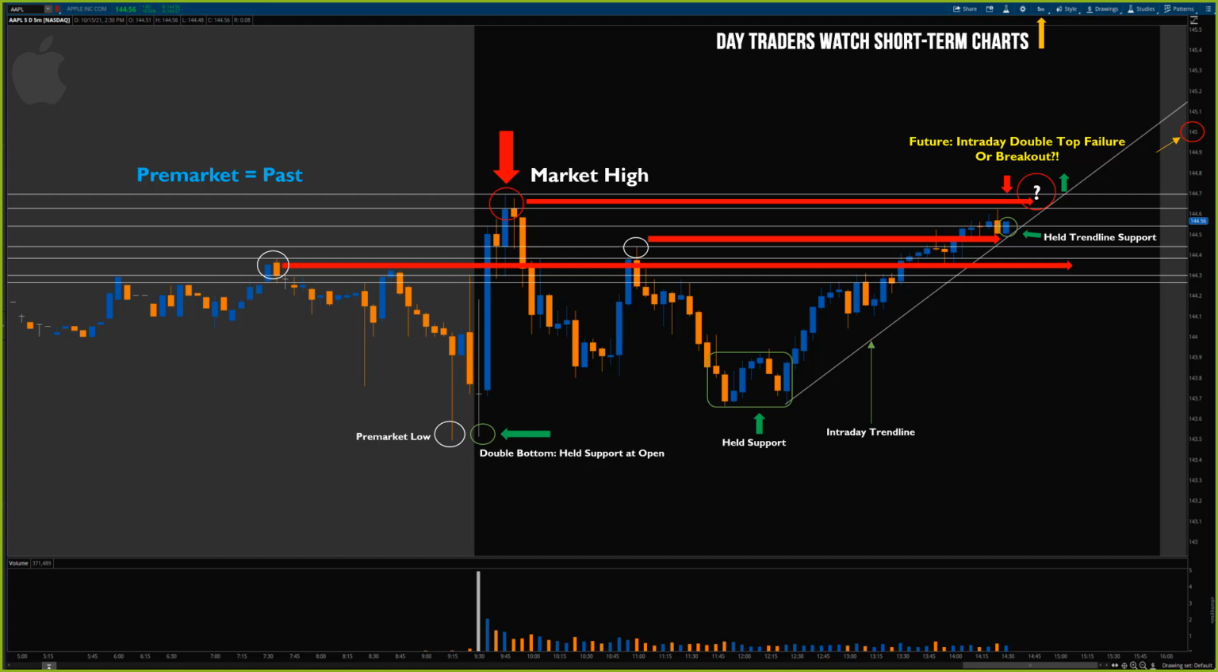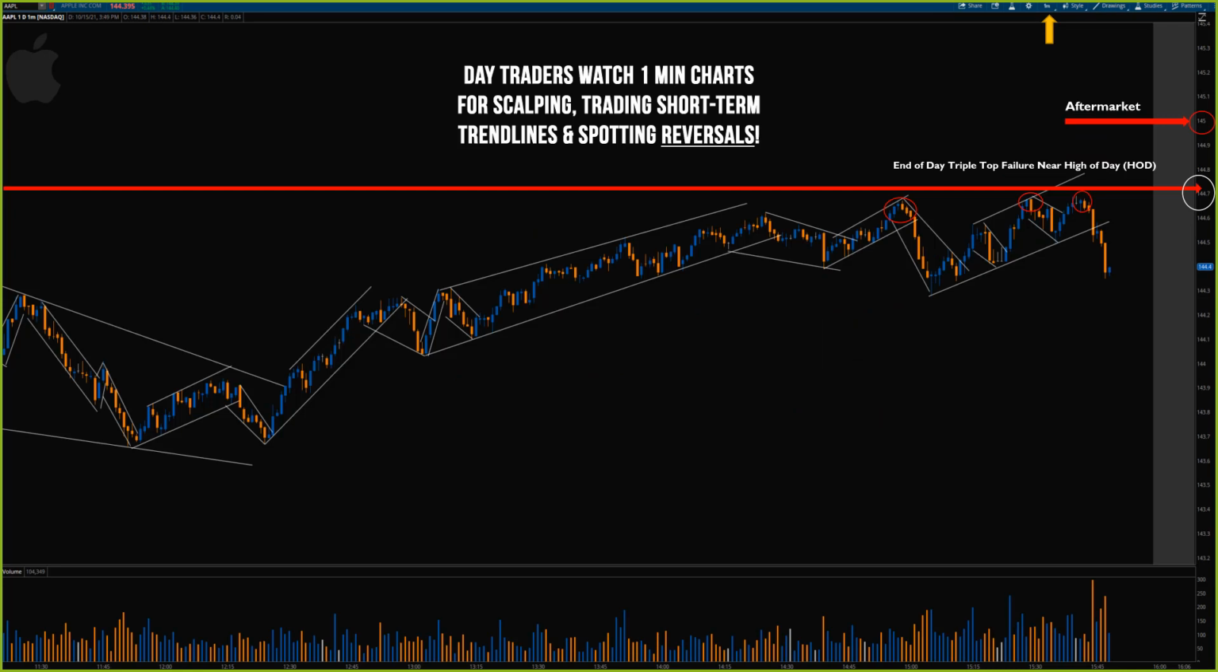All right, so day traders many times will watch 1 minute charts for scalping or trading short-term trend lines and spotting reversals. I didn't do every trend line here. I'm just giving you examples, right? You can see these little channels when you connect peaks and valleys, peaks and valleys, angular support, angular resistance. You see, just finding those little channels.